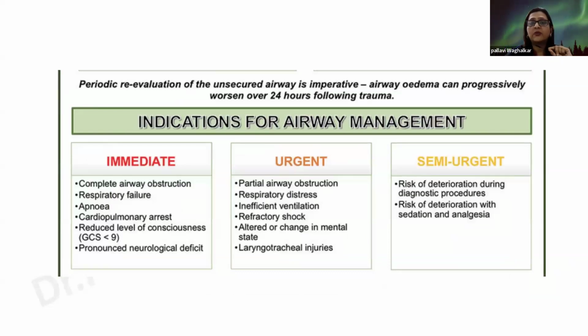Whether to go ahead with airway management, we have to know whether there is an immediate requirement, as in cases of apnea, respiratory failure, cardiopulmonary arrest, or reduced level of consciousness. Urgent indications are partial airway obstruction, respiratory distress, inefficient ventilation, or laryngotracheal injuries which may go into catastrophic complications. Then we should go ahead with definitive airway management. Semi-urgent indications are when there is a risk of deterioration during diagnostic procedures, like the patient going for a CT scan, or the patient requires some sedation or analgesia.